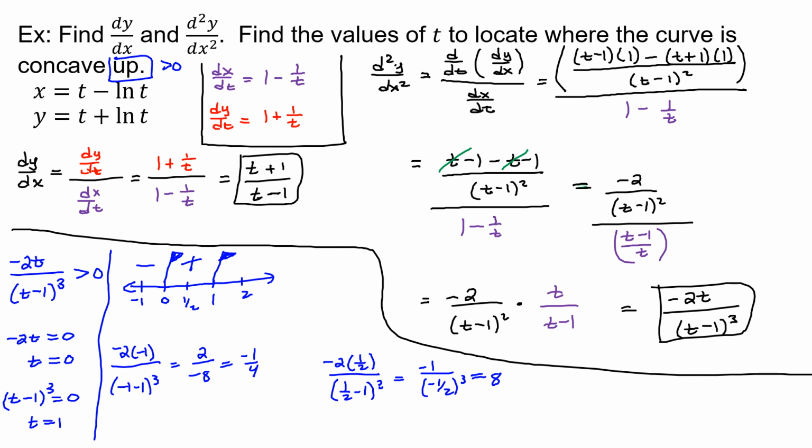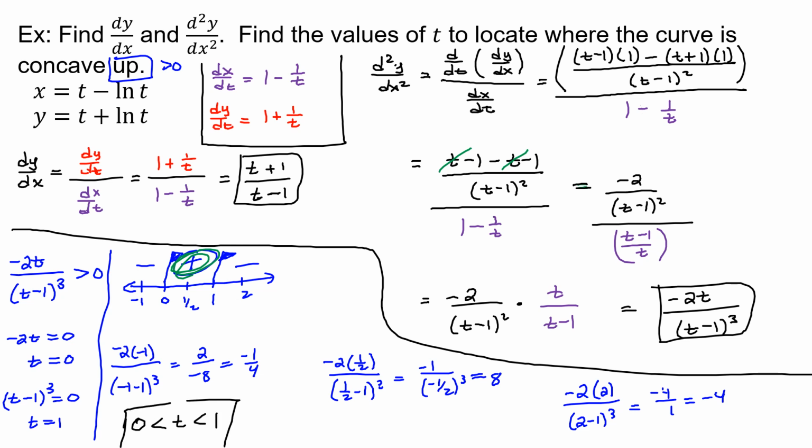And if you check the 2, negative 2 times 2 over (2 minus 1) cubed, that would give me negative 4 over 1, which is negative 4. So the only spot I care about is this little spot right here, between 0 and 1. So my answer for where it would be concave up: it is concave up for any value of t between 0 and 1. Or if you want to write it in interval notation, 0 to 1. Either one.